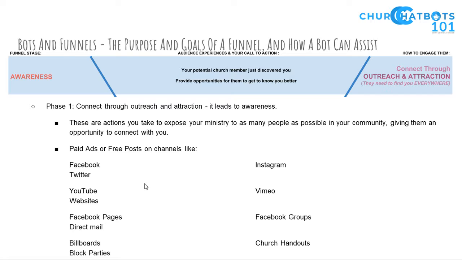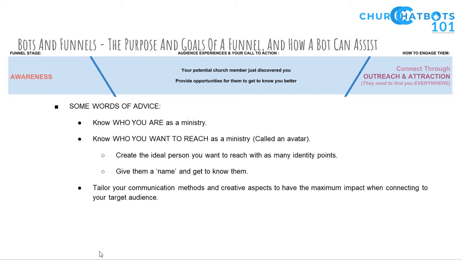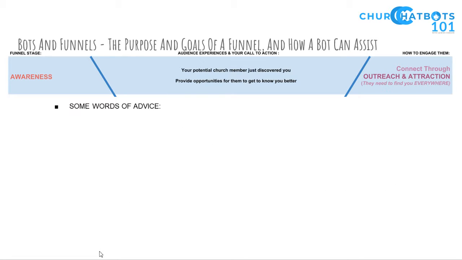You're probably already deploying some of them. I believe if you're wise, you already have a website. If you don't, get one. You might be handing out church-related things, postcards or whatever, on parade days like the 4th of July, or maybe you're running a billboard or planning block parties. Bottom line is, these are all ways to make people aware of you and who you are and what you do. Now, here's some words of advice.